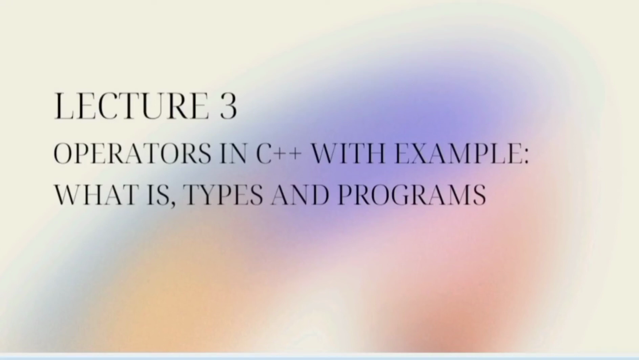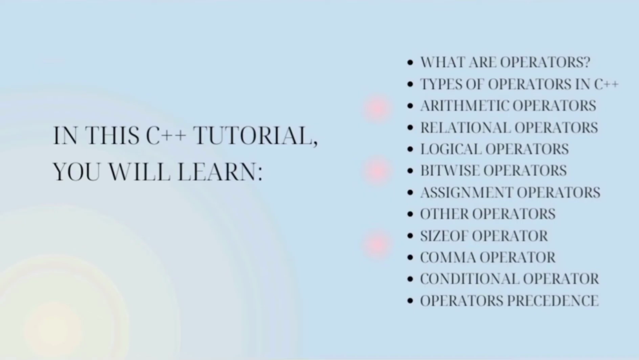Lecture 3: Operators in C++ with example. What are types and programs? In this C++ tutorial, you will learn what operators are and the types of operators in C++: arithmetic operators, relational operators, logical operators, bitwise operators, assignment operators, other operators, the sizeof operator, comma operator, conditional operator, and operator precedence.